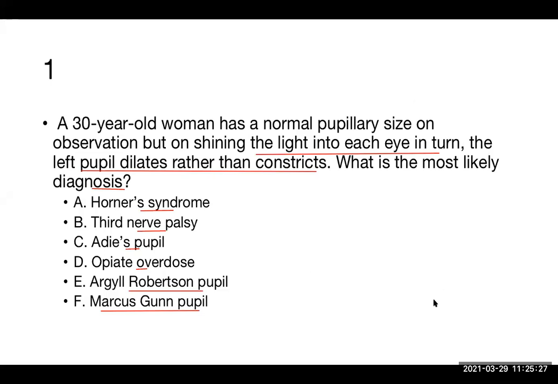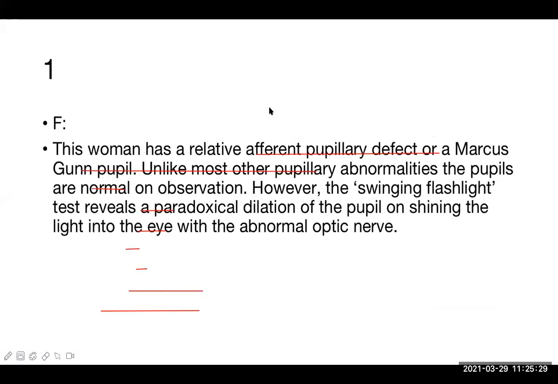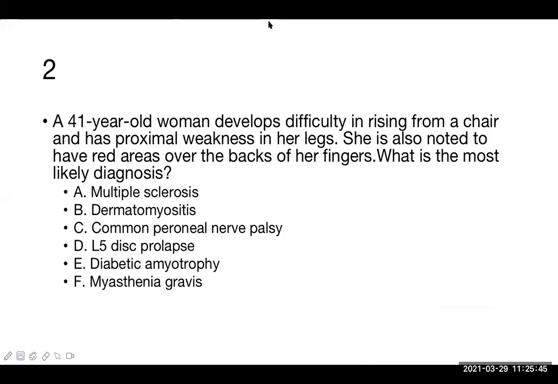Okay, so this is the way we discuss here. So let's move on. See this? This is the explanation. The answer is F. This is a Marcus Gunn pupil. In this, the swinging flashlight test gives you the diagnosis. Now, number two, let's move on.